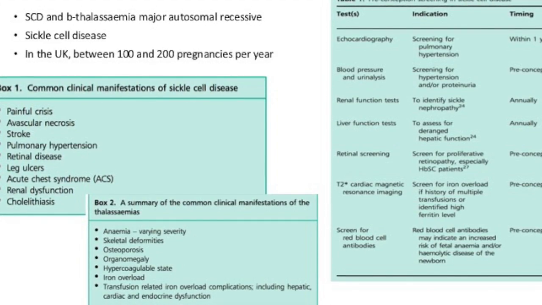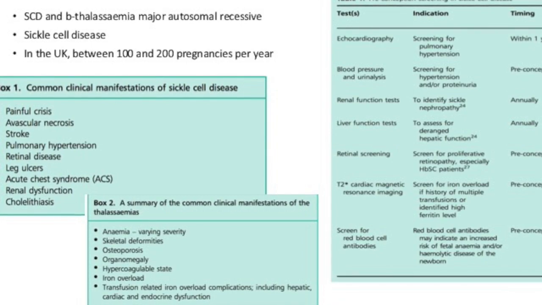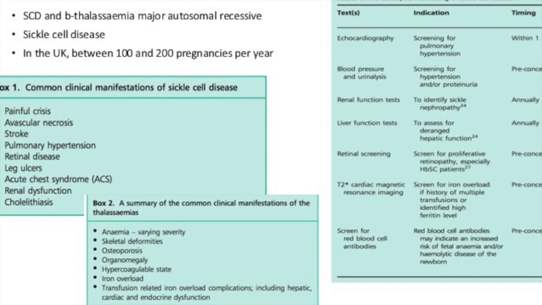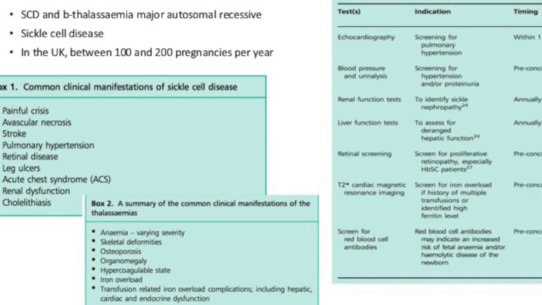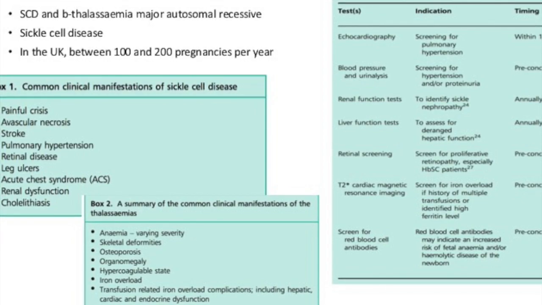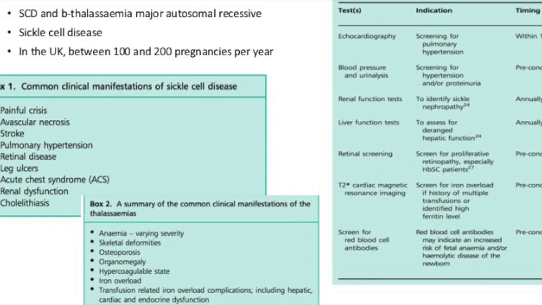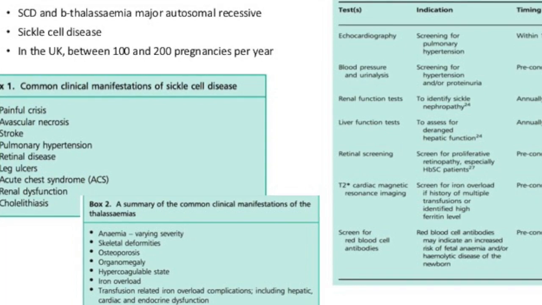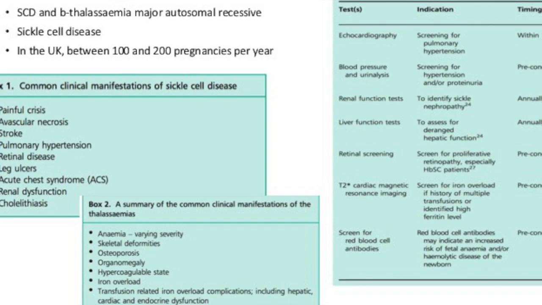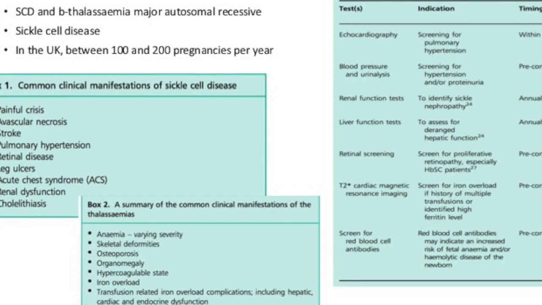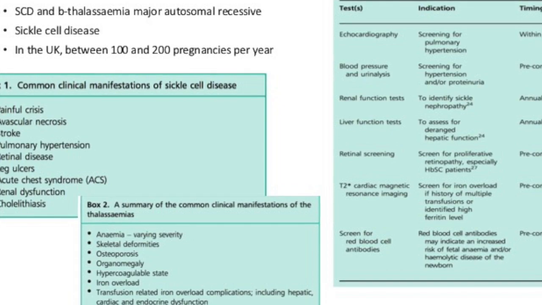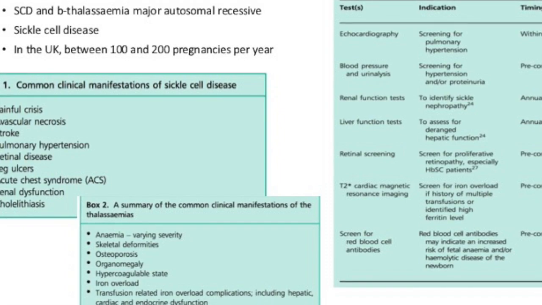Blood pressure and urinalysis, screening for hypertension and/or proteinuria preconceptionally. Renal function tests to identify sickle nephropathy annually. Liver function test to assess for deranged hepatic function annually. Retinal screening for proliferative retinopathy, especially HbSC patients, preconceptionally. T2 cardiac magnetic resonance imaging, screening for iron overload if history of multiple transfusions or identified high ferritin levels, again preconceptionally. Screening for red blood cell antibodies.